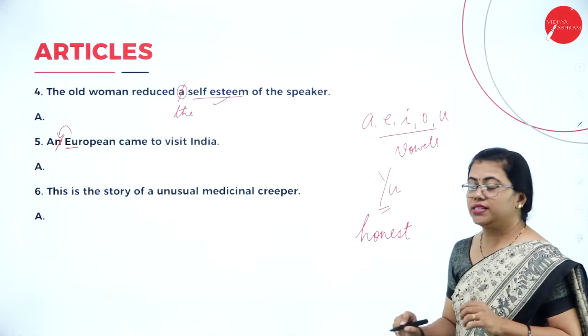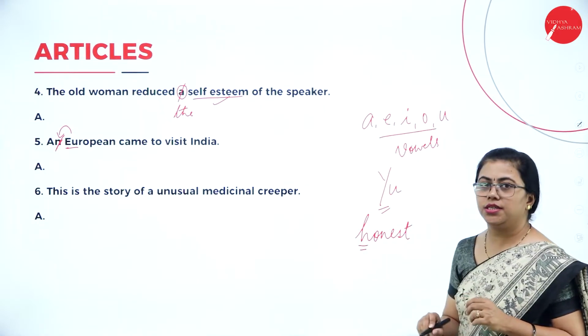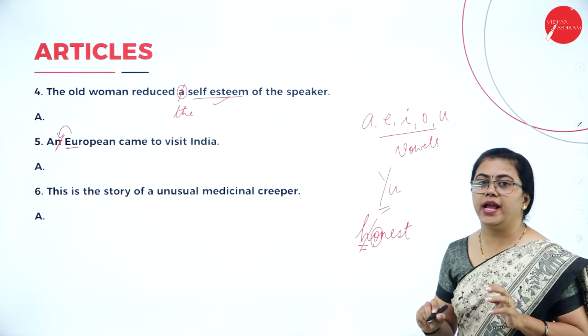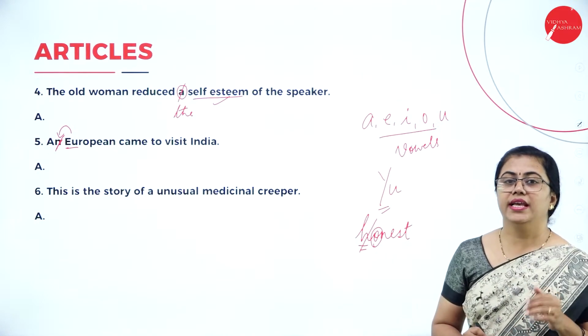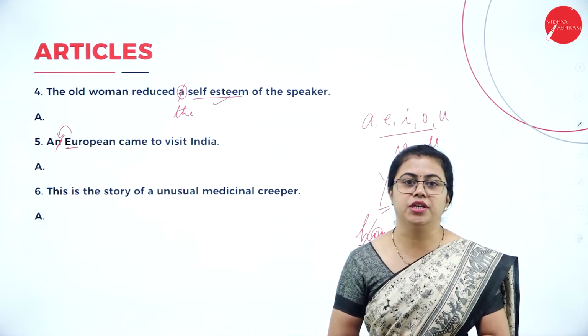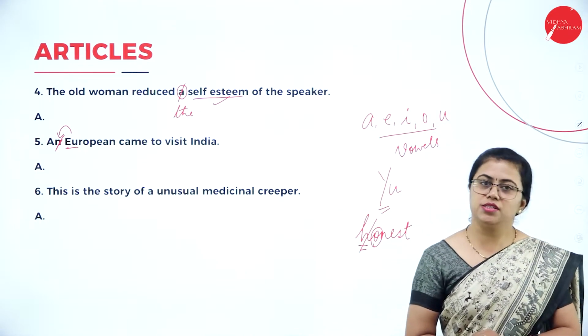Okay, honest, though it starts with a consonant, the h is silent, so only the vowel sound has to be considered. Okay, it's "an honest", not "a honest". If you are pronouncing it wrong, please correct your pronunciation. It is "an honest", not "a honest".